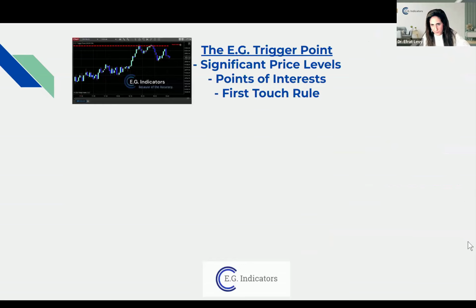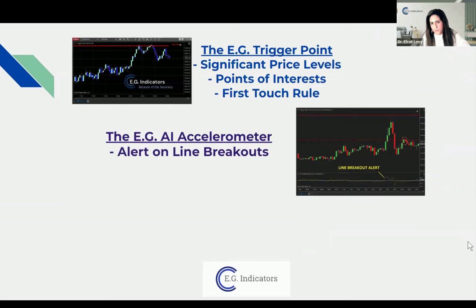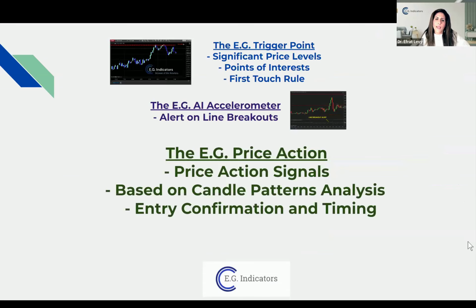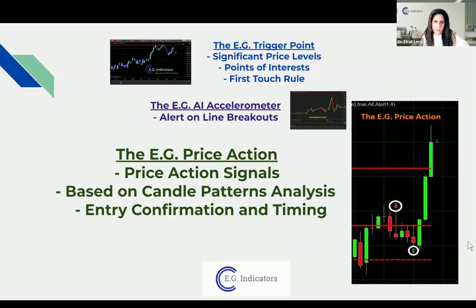To summarize, we saw the trigger point, the levels, the market accelerometer that alerts on possible line breakups, and the price action indicator that analyzes the candle patterns around the trigger points to set as entry confirmations. And it generates entry signals, as you can see here, the arrows surrounded by the white circles here.